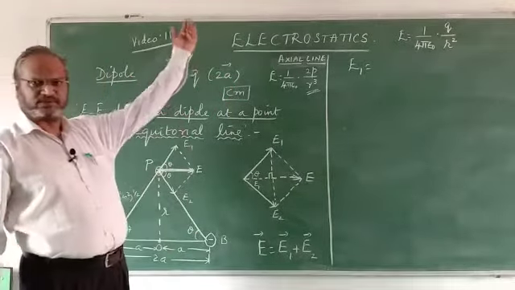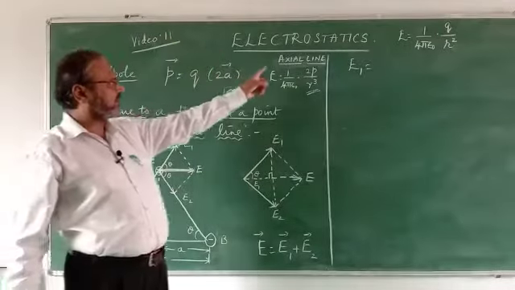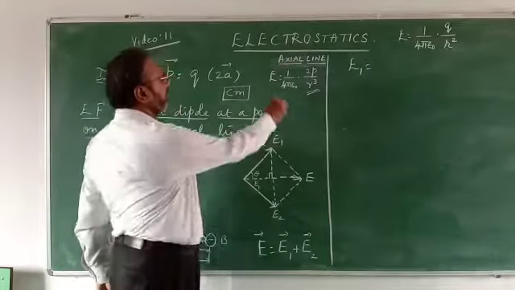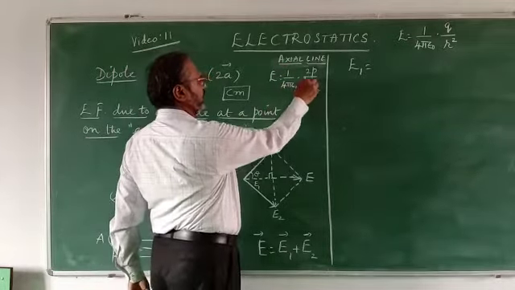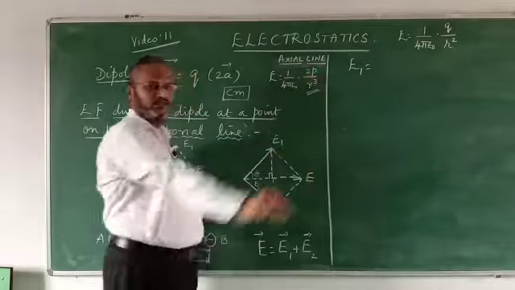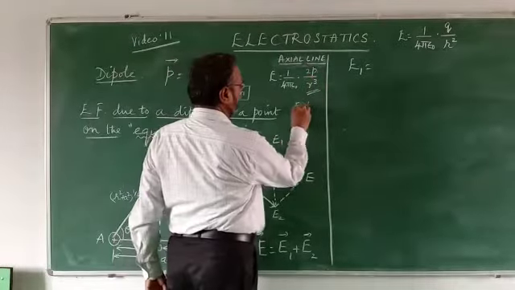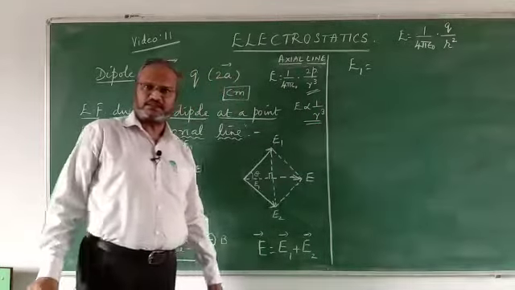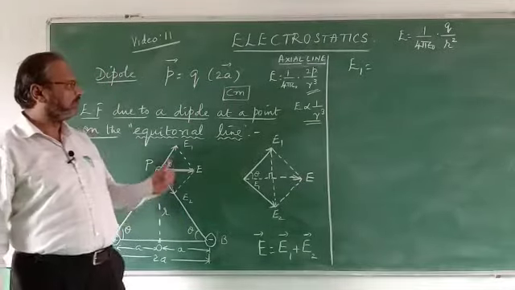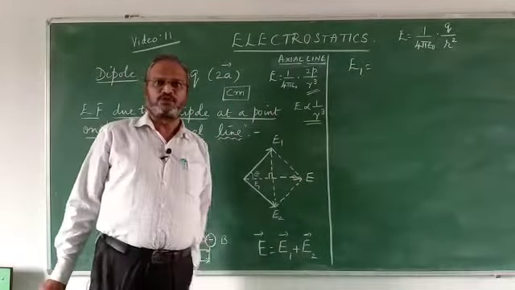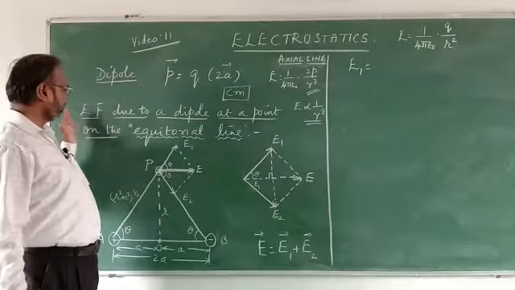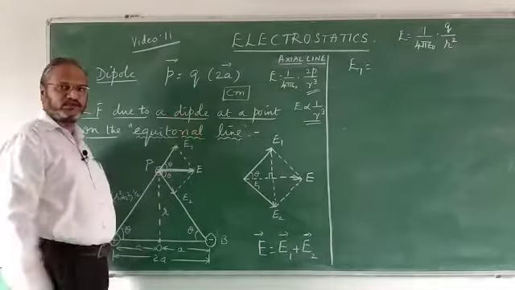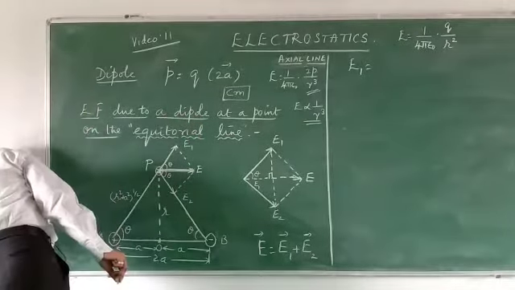And in the previous video 10, we derived an expression for the electric field of a dipole in the axial line. E is equal to 1 upon 4 pi epsilon naught 2p upon r cube. The variation we can understand is inversely proportional to cube of the distance, r cube. Usually it is r square, inverse square law, but in a dipole it is r cube. Today we are going to derive an expression for the electric field due to a dipole at a point on the equatorial line. Now where is the equatorial line?